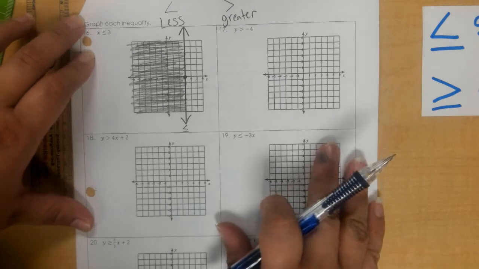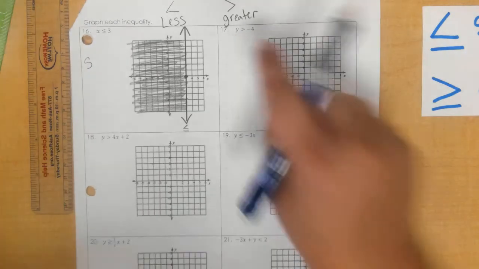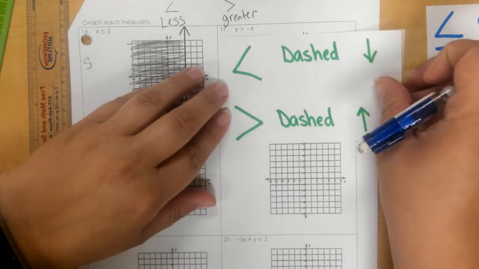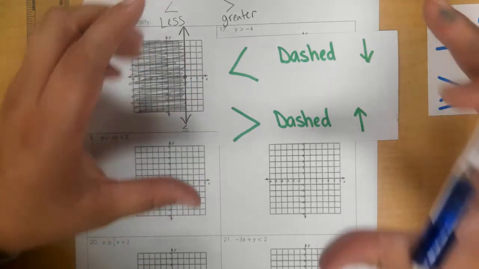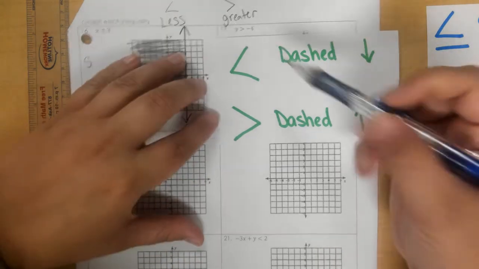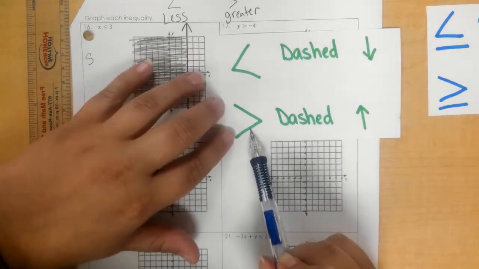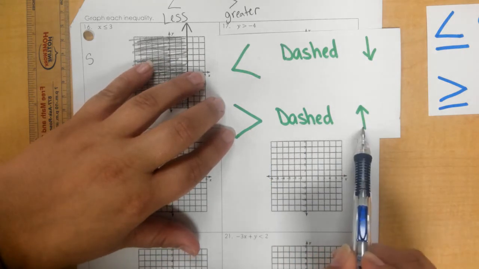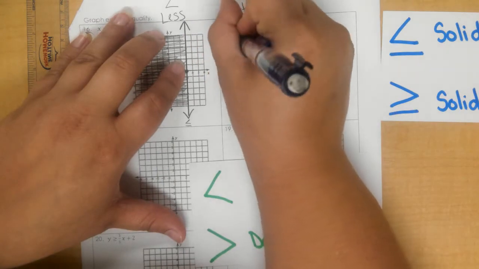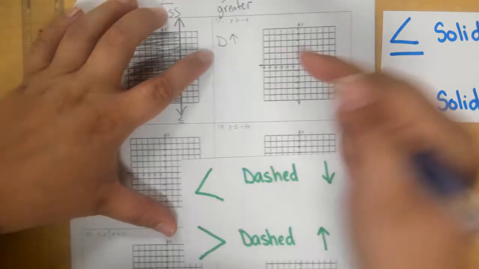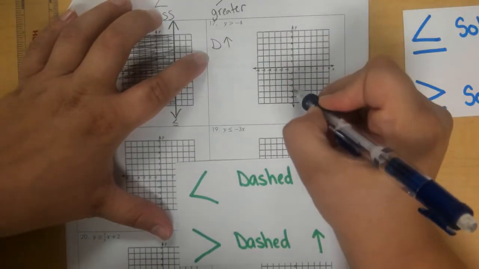Okay, so number 17, we have a greater than symbol. So if I look at my little cheat sheet here, which you have in your notes, there was a little chart for you. So greater than, you have to do dashed, and you have to shade above. So, dashed and shade up. So at -4 on the y, put a point.